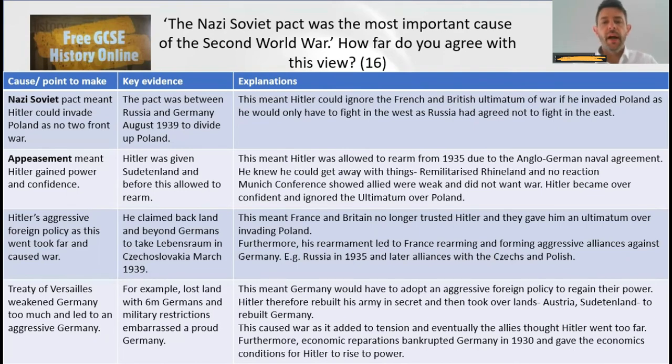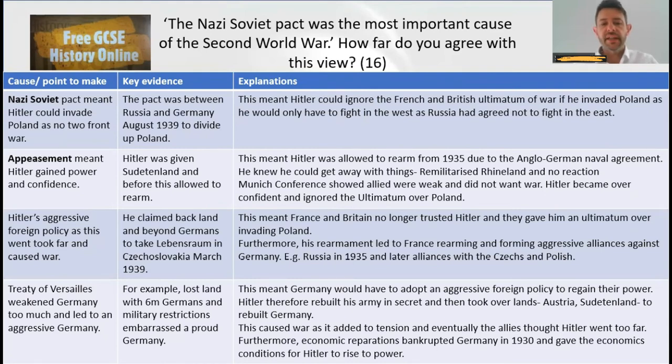Then finally, you've got the Treaty of Versailles, and this is a really good one to talk about, going back in time a lot more. It is, after all, maybe the cause of Hitler coming to power. It is obviously the cause of them going to war to take land, because the Treaty of Versailles took it away. So the Treaty of Versailles weakened Germany too much and punished them too much as a cause of war.